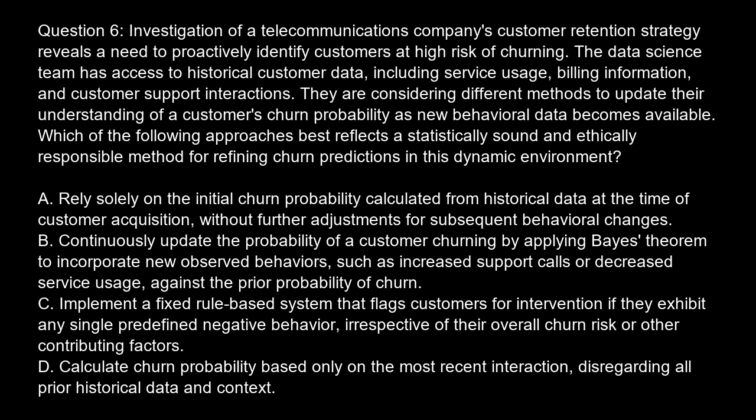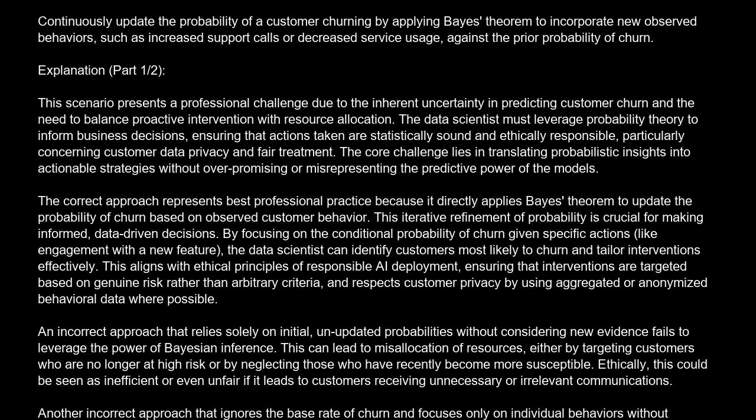Option C. Implement a fixed rule-based system that flags customers for intervention if they exhibit any single predefined negative behavior, irrespective of their overall churn risk or other contributing factors. Option D. Calculate churn probability based only on the most recent interaction, disregarding all prior historical data and context. The correct answer is B.